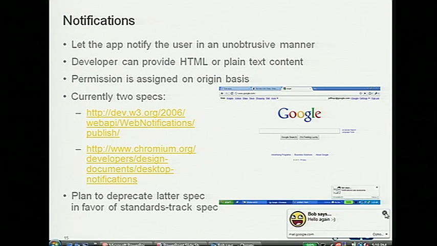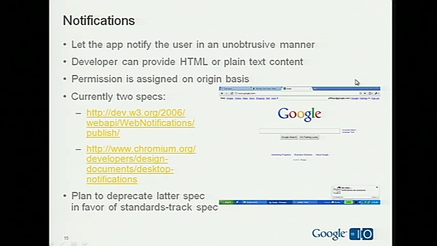In terms of how this is implemented, the app developer can provide the content as HTML or plain text. This feature does have to be opt-in. Permission has to be granted on an origin basis for notifications. In Chrome, we do that in a similar way to what Ian showed with geolocation. You get a little info bar at the top that says, would you like to let this domain show you notifications? There are currently 2 specs in progress. One's on the W3C website, and one's on the chromium.org website. The plan is to deprecate the Chromium-specific one in favor of the standards track one, and I believe the W3C one is currently in editor's draft.